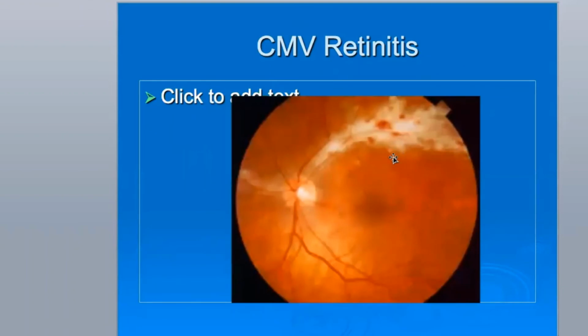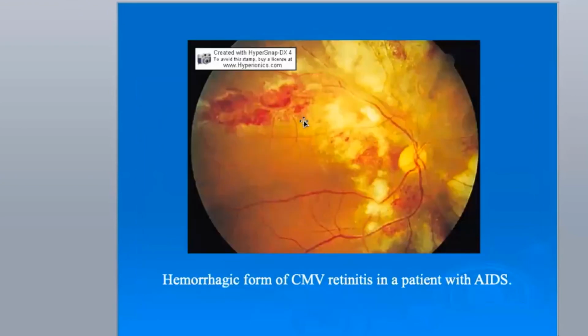It will appear like your pizza slice, a triangle-looking pizza slice with a bit of pepperoni and ketchup. It's quite typical. The moment you see a whitish lesion with a bit of ketchup there, hemorrhages here, in a triangle pattern, most likely it is CMV retinitis. Now, again, this one is quite extensive.